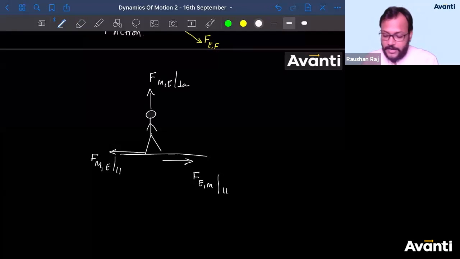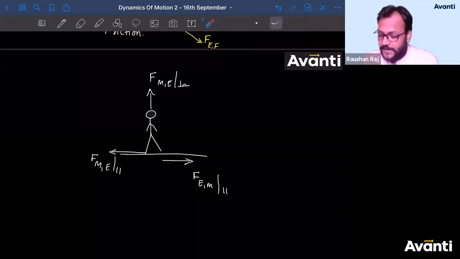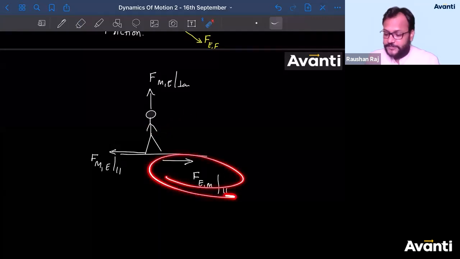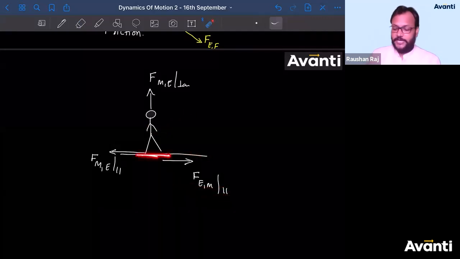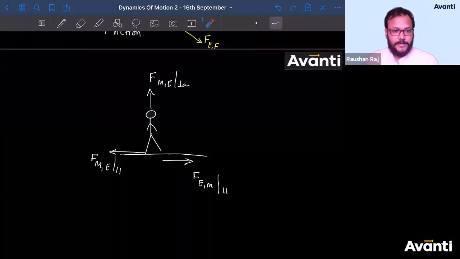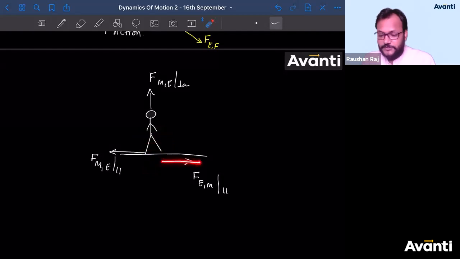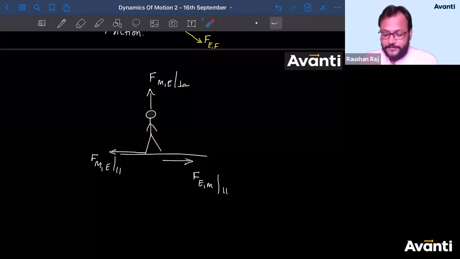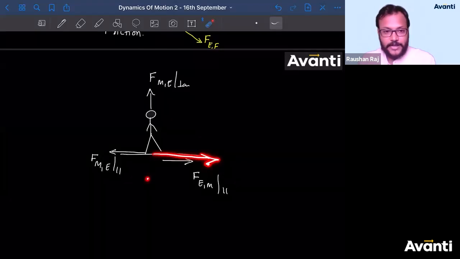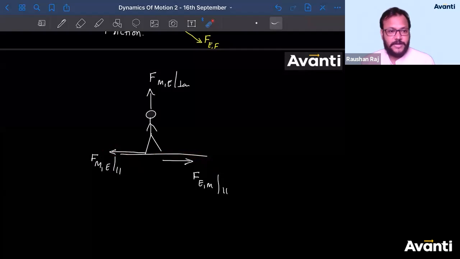But guys, there is one more point. How was this man able to apply this force? Imagine if this contact is not there. If the contact is not there between the man and the earth, would the man be able to apply a force in backward direction on earth? Guys, let me know the answer. This is very simple, but still I need your responses. If there is no contact between this man and the earth, will the man be able to apply a force on the earth in backward direction so that earth can apply a force on man in forward direction? No, it's not possible, right?